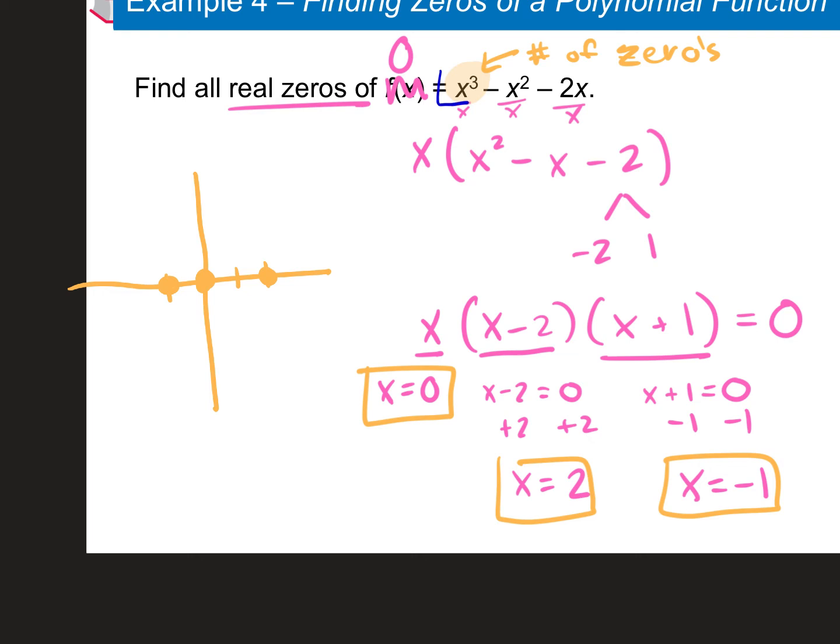Now looking at my highest degree, what's my end behavior of the graph going to be? Falls to the left, rises to the right. Perfect. It's odd, so they're going to go in opposite directions. And it's positive, so the right one goes up, the left one goes down. So out of my point farthest to the right, I have an arrow that goes up. And out of my point farthest to the left, I have an arrow that goes down. And then in between, we just have to make it a smooth, continuous graph. So something like this.